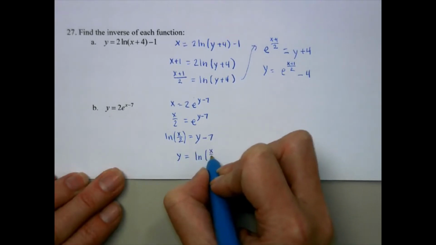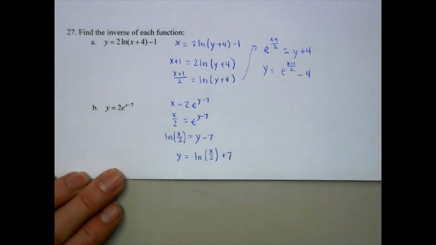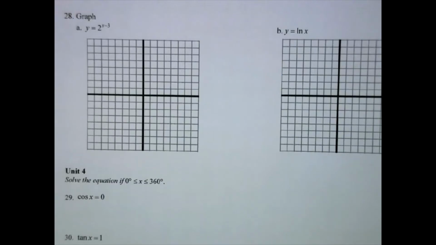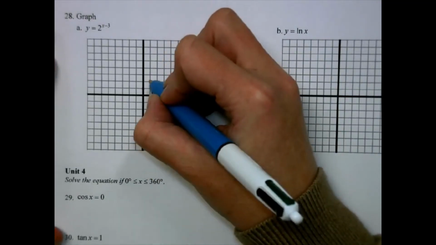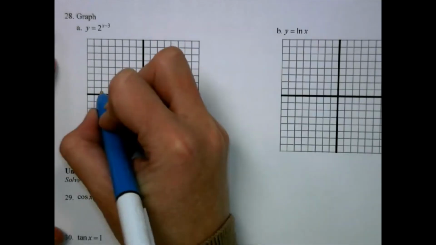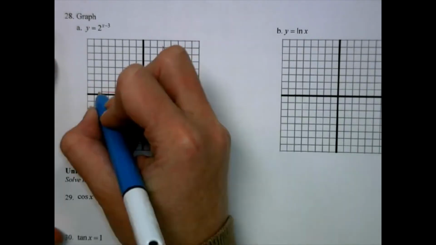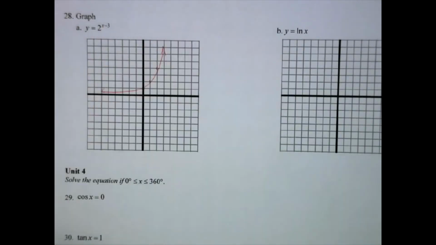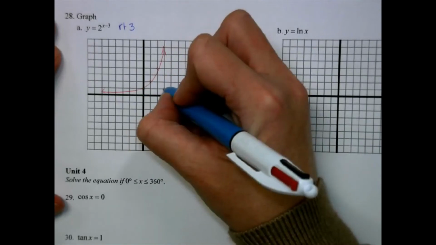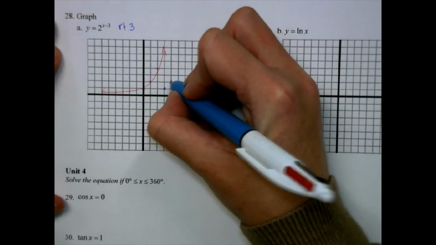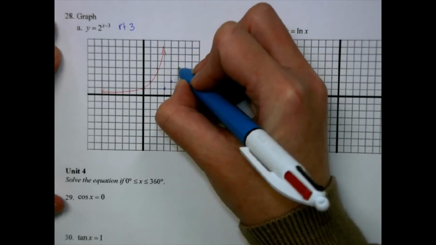Okay, next we have graphs. So 2 to the x, just as a reminder, is (0, 1), (1, 2), (2, 4). Looks like this. So 2 to the x minus 3 is going to move the graph to the right 3. So this is going to go here. So this graph will look like this. Again, this is multiple choice, so you just need to arrive at the right answer.